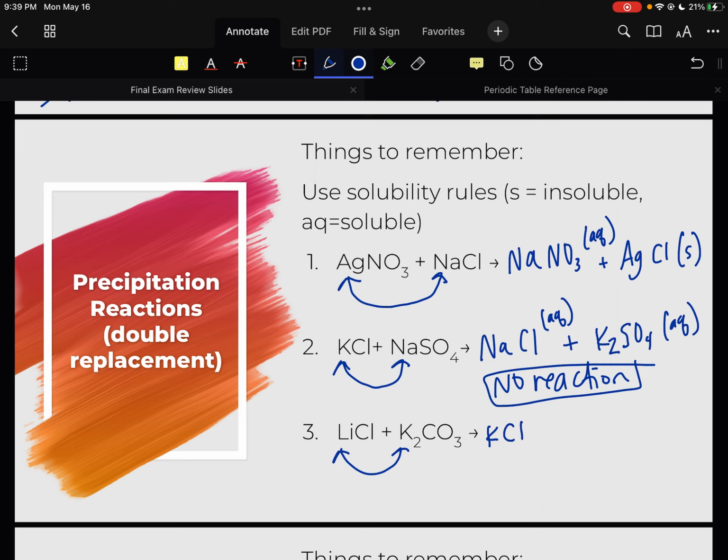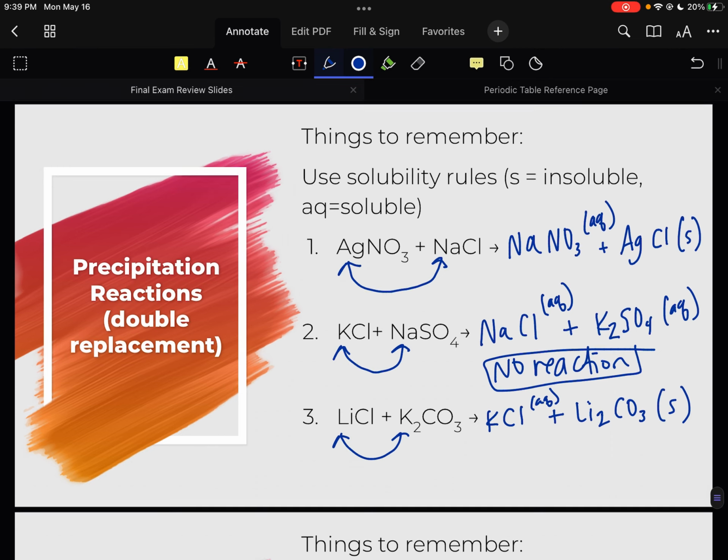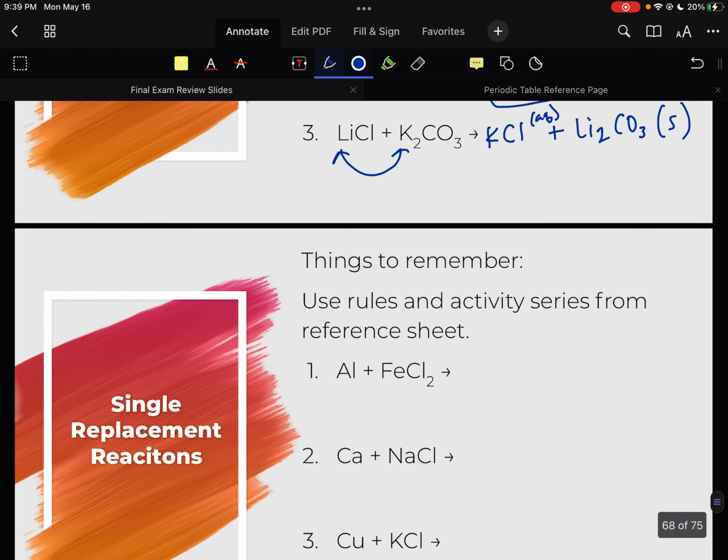Okay, for number 3, again, we're just flip-flopping. Potassium and chlorine both have 1+, 1-, so their 1s will cancel out. And then lithium has a 1+, and carbonate has a 2-. So those will actually crisscross. And now I can look at my solubility. So chlorides are going to be soluble, especially potassium is always soluble. And then carbonates, it says they're mostly insoluble except sodium, potassium, and ammonia. So that one's going to get the S for solid or precipitate.